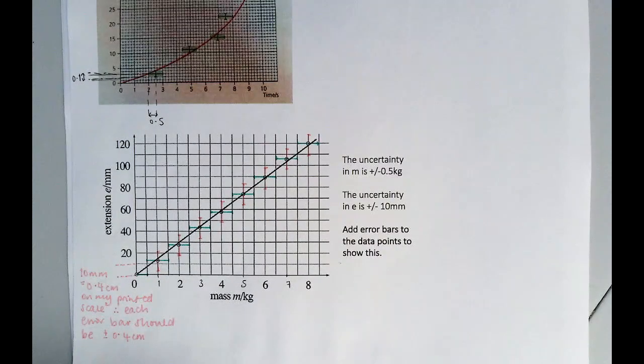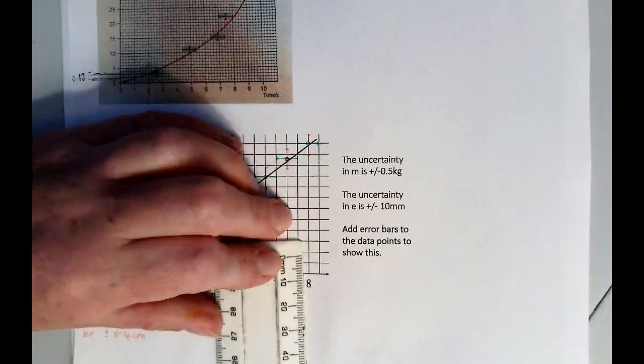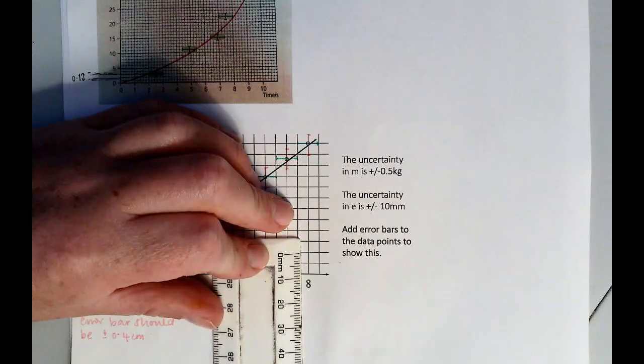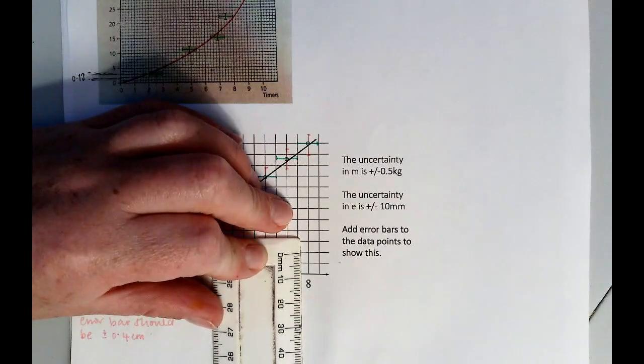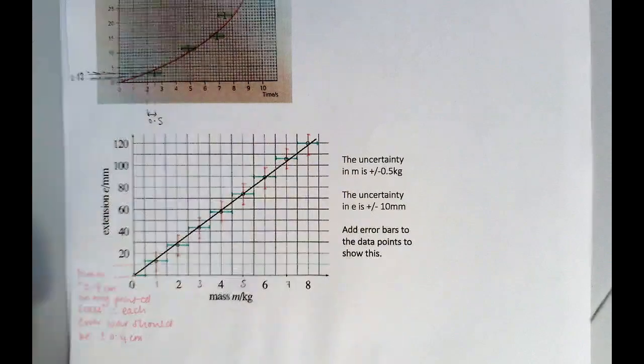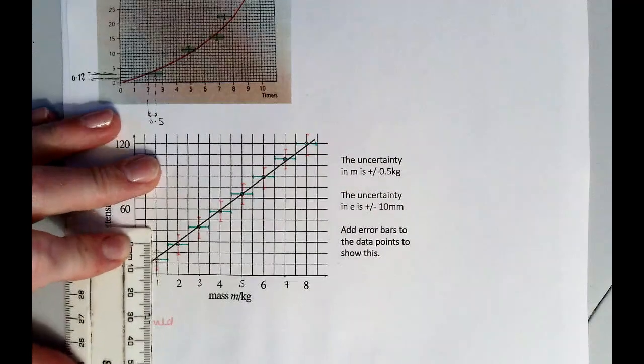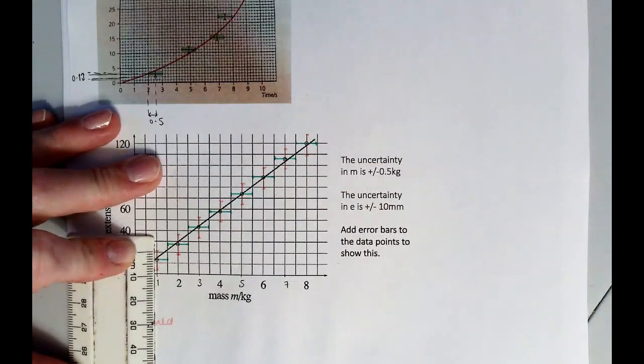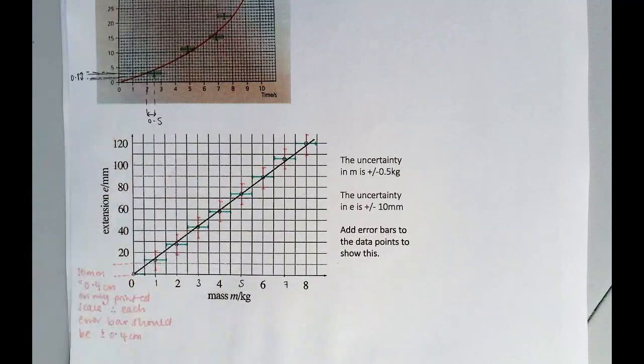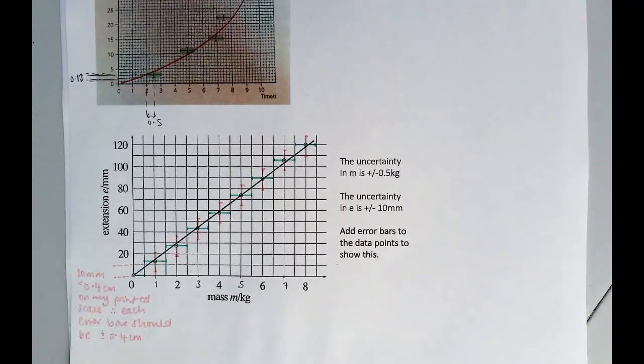So I had a little look and I measured the scale, and for me 1 square was 4 millimeters. So therefore I needed to be plus or minus 4 millimeters either side for my error bars in the y-axis. So I literally just got a ruler, placed the ruler down at 0.4 and then marked either side and went from there. So you do want to be very careful and make sure that that is accurate.